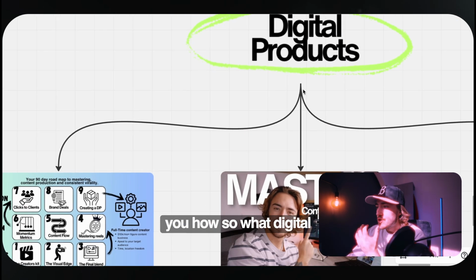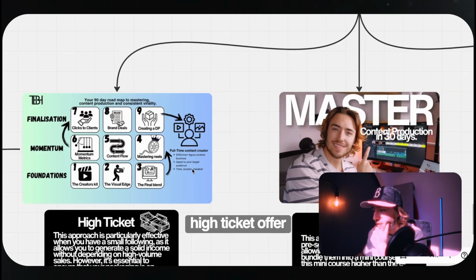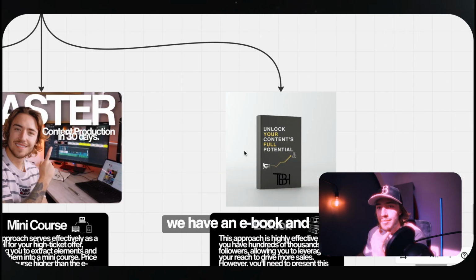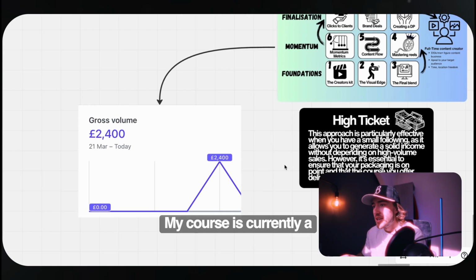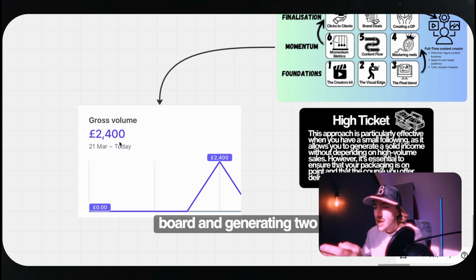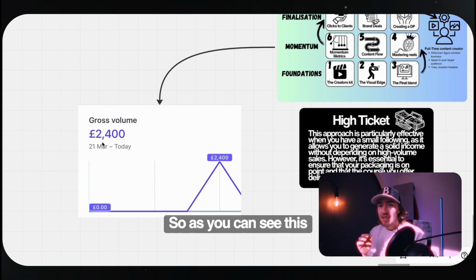So what digital products do we actually have? There's so many to choose from. We have a high ticket offer, we have a mini course, or we have an ebook. And I'm going to break it down as to which one works for you. My course is currently a high ticket offer. As you can see, this week we had someone join on board, generating 2,400 in a single day. So as you can see, this system works.